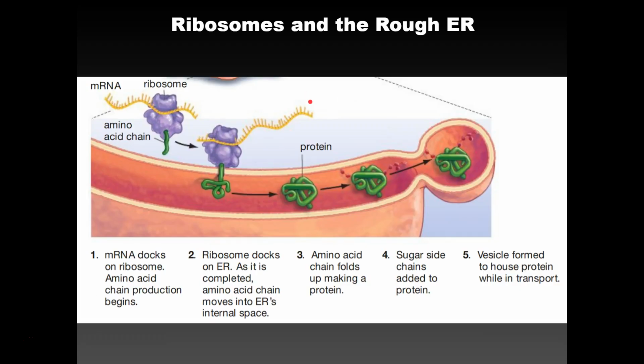So after your RNA leaves the nucleus, it's going to dock onto a ribosome, and it's going to start creating this amino acid chain. Remember from the previous section, a chain of amino acids is also called a protein. A chain of amino acids is a protein. So this ribosome is going to start creating this amino acid chain, and we're going to talk about the details of how all these things work later on, but that's for a later section.